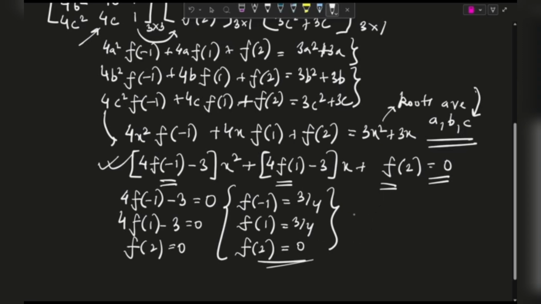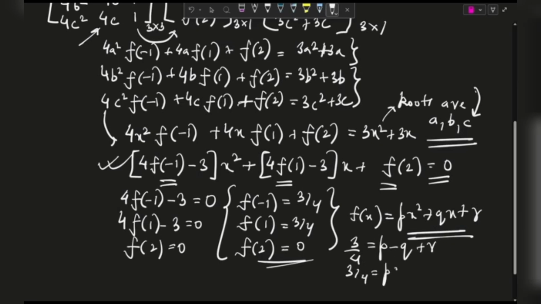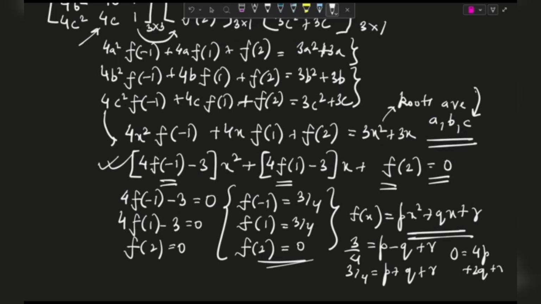And now let's take f(x) to be some, we know that it is a quadratic, right? So px² plus qx plus r maybe. So now if we try to solve this, we can put, I guess, -1, 1 and 2. So 3/4 becomes p minus q plus r. Again 3/4 becomes p plus q plus r. And again f(2), so 0 becomes 4p plus 2q plus r. And now if we subtract these two equations, we will automatically have q equal to 0. Right? And we can also find out the other values.